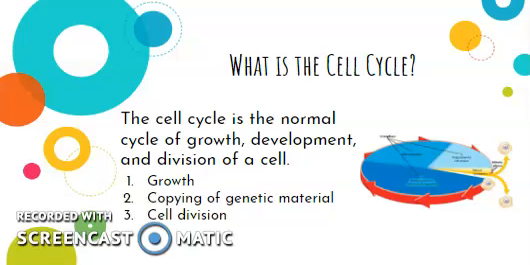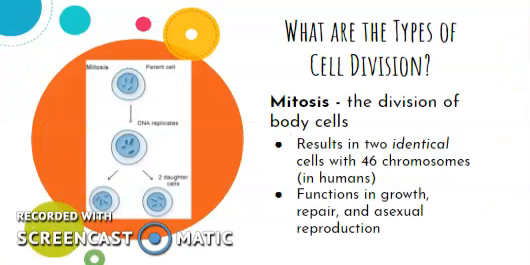So if I have a blood cell or a bone cell or a skin cell, it's going to grow, it will copy its DNA, and it's going to divide and make another cell. And it will continue to do that throughout its life. So there's two different types of cell division. We are going to focus on mitosis, but I do want to mention the other one just so you're aware that it exists. So mitosis is the division of our body cells.